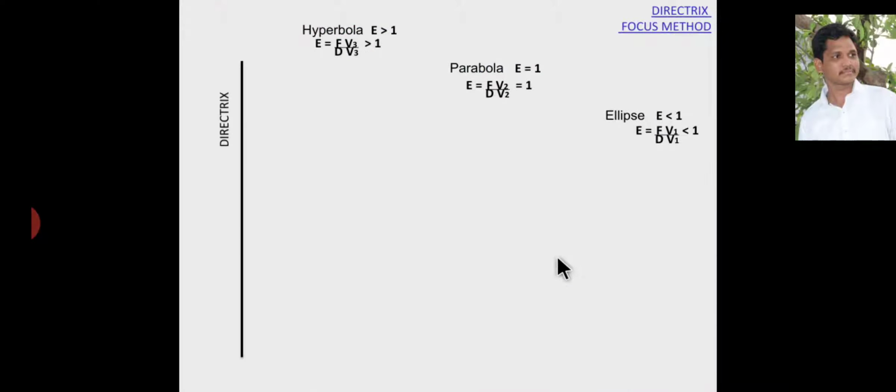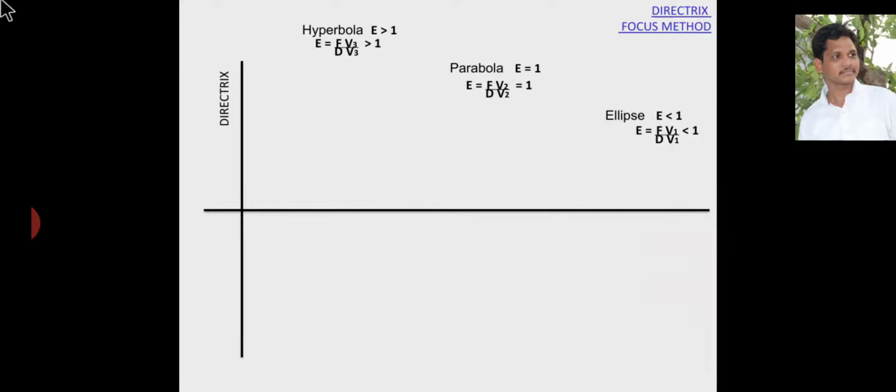Now in this slide I will explain about eccentricity, the basic differences between hyperbola, parabola and ellipse. This vertical line is a fixed line, that is the directrix, and this horizontal line is the axis. Now this point is called the focus point. This is a fixed point on the axis. So this is a vertex point.